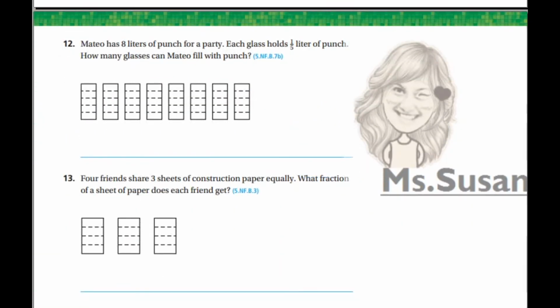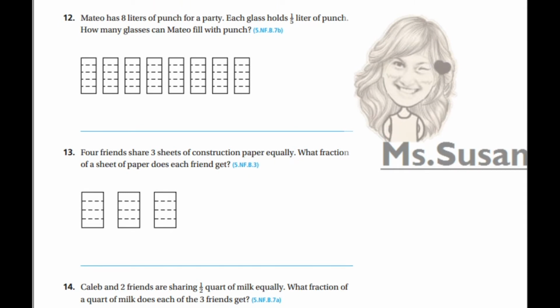Let's go to the next page. Matthew has 8 liters of punch for a party. So what is the first number here? It is 8 liters, which is the whole quantity or the whole number. Each glass holds 1/2 liter of punch. So how many glasses can Matthew fill with punch? So what does he want me to find? He wants me to find how many glasses Matthew can fill with punch.